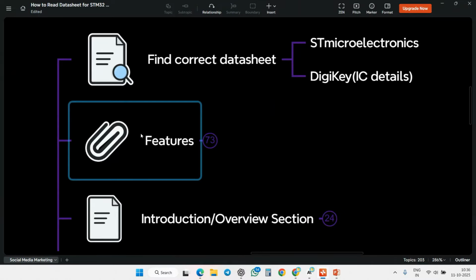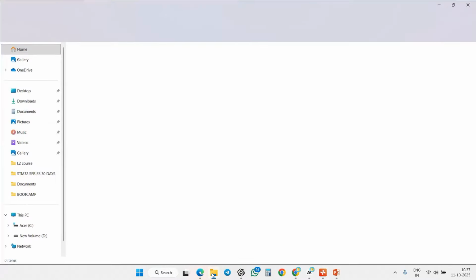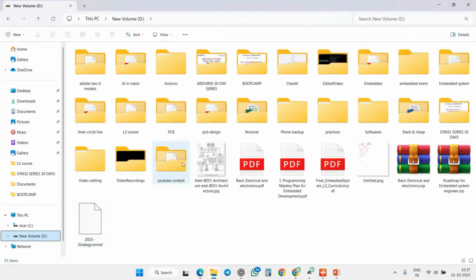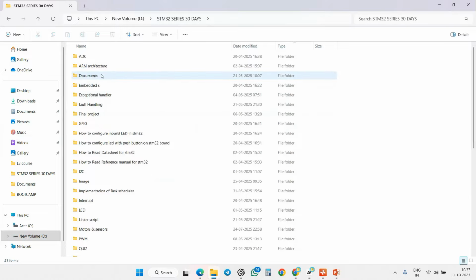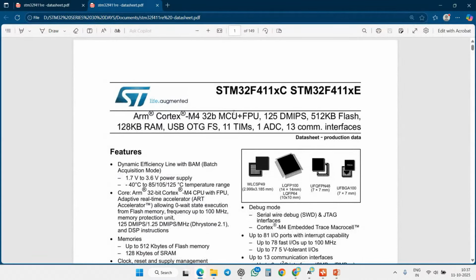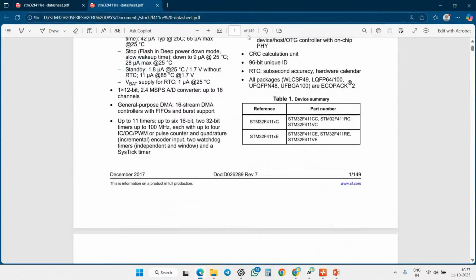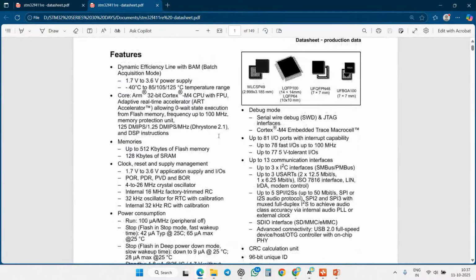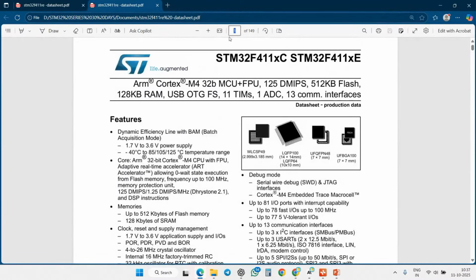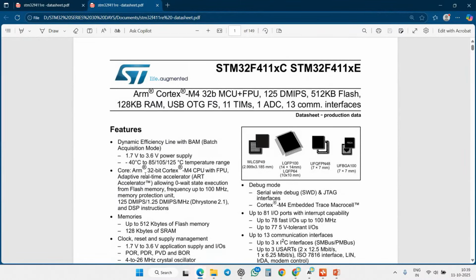The next very, very important step is to open up the data sheet. I have already downloaded the data sheet, so I just open it up. This is the STM32 data sheet, a complete 149 pages for the STM32 microcontroller. Today we are going to read the data sheet for a specific STM32 microcontroller.